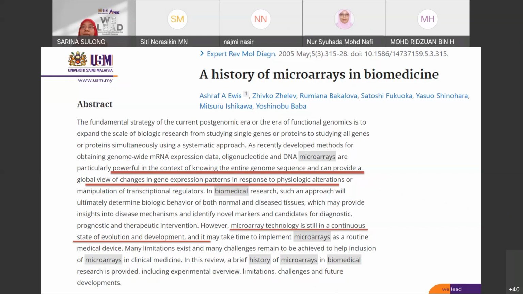It is clear that the development of array-based technologies represents a fundamental shift in the way scientists study living organisms. This technology is a first glimpse into how researchers will utilize genome data in coming years. Microarray technology was still in a continuous state of evolution and development at that time, because within those 16 years, almost 20 years, we have seen very big advancements in this microarray technology.